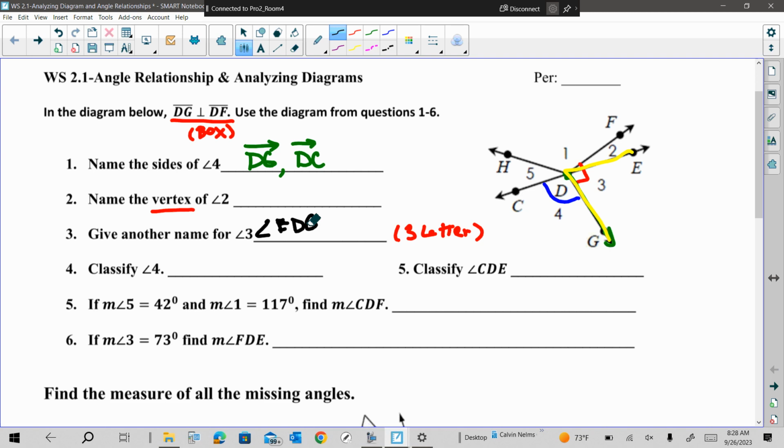All right, then we're classifying, then we're finding angle measurements. Now, the measurements are going to change because they say if I know angle 5 is 42 degrees, they want us to find the measure, and angle 1 is 117. They want you to find CDF. So C to DF is the whole angle here. So do you understand what you were going to have to do here? If I know 5 and 1, CDF are the 2 together.